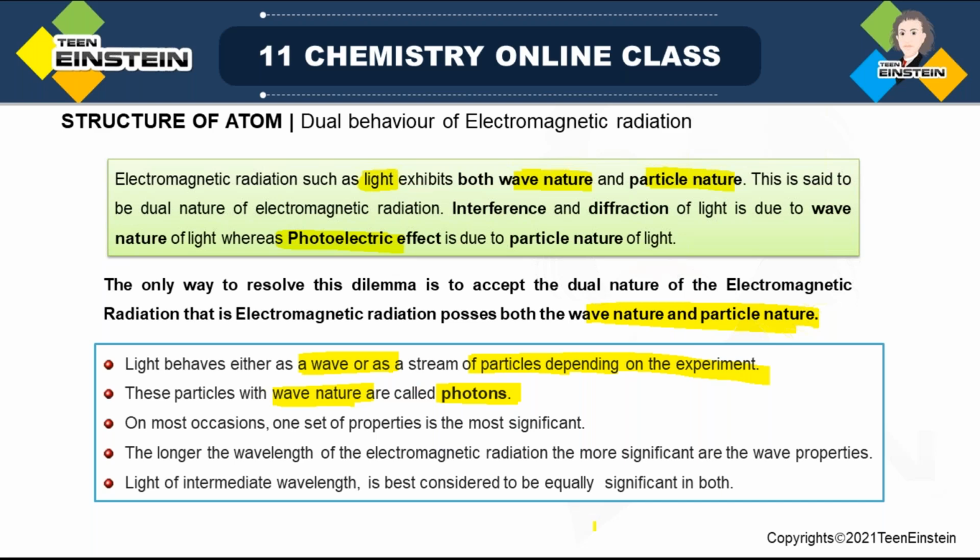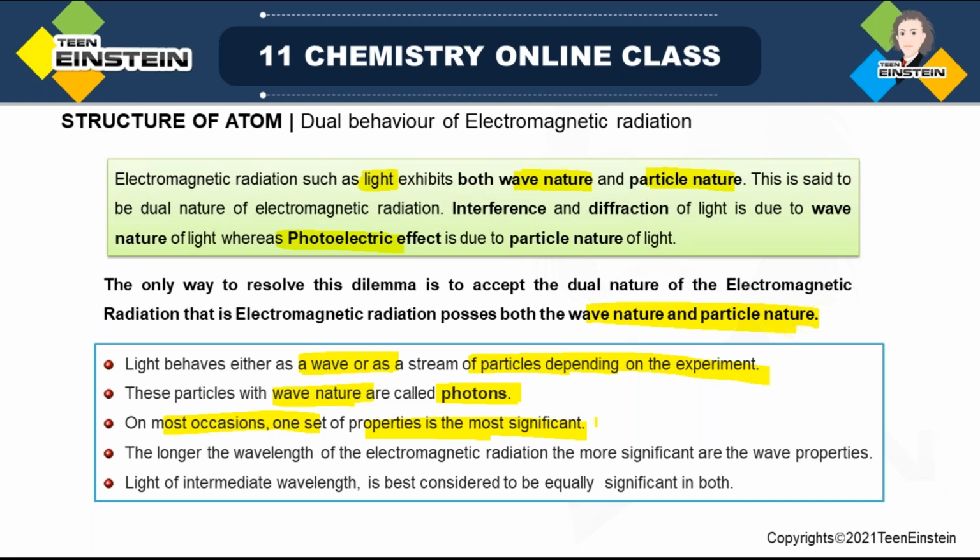Now you will see that among these two different properties, on most occasions only one set of properties will be significant. It is not that in some experiment both wave nature and particle properties are playing their role significantly simultaneously. That does not happen. In most cases, one set of properties, either wave property or particle property, will be most significant.